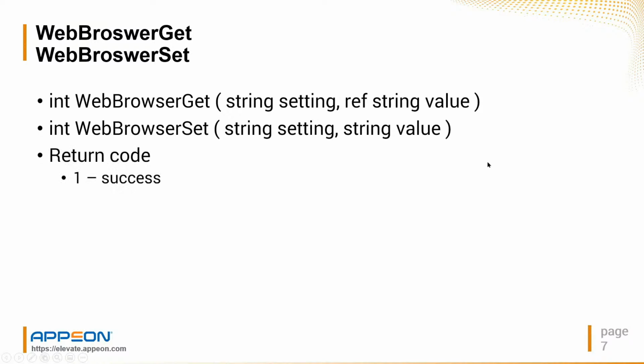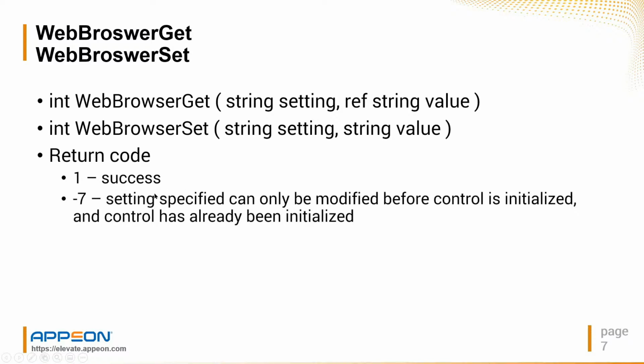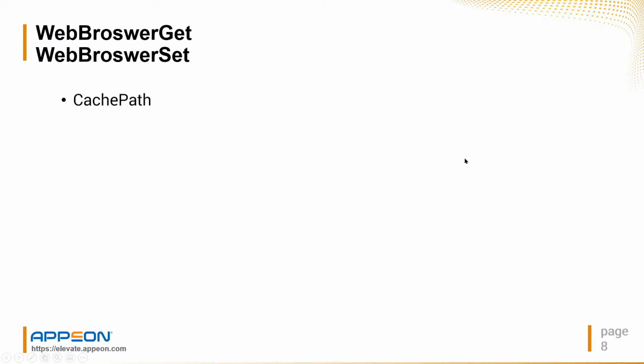The return code is either success, -7 will tell you that you've attempted to modify one of those properties that can only be modified before the control is initiated. -8 says that the setting value you tried to pass in doesn't exist. And -9 tells you if you're trying to put in a setting that is like a file directory for, let's say, downloading files or whatever, if you've given an incorrect path, an invalid path, you'll get a -9 error back out. So let's take a look at some of what those settings are.